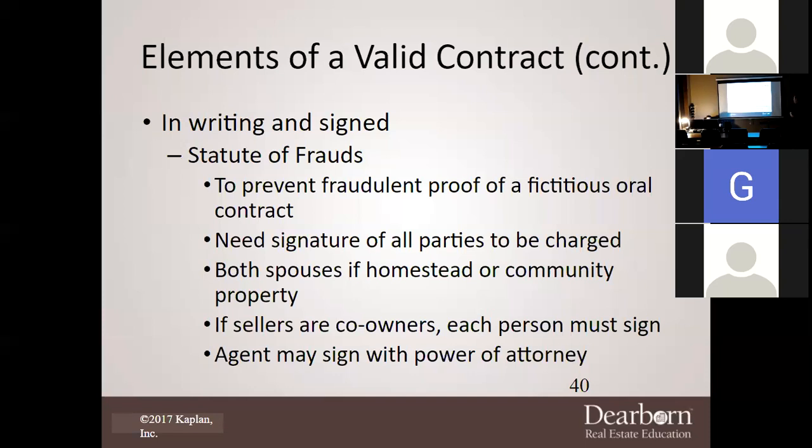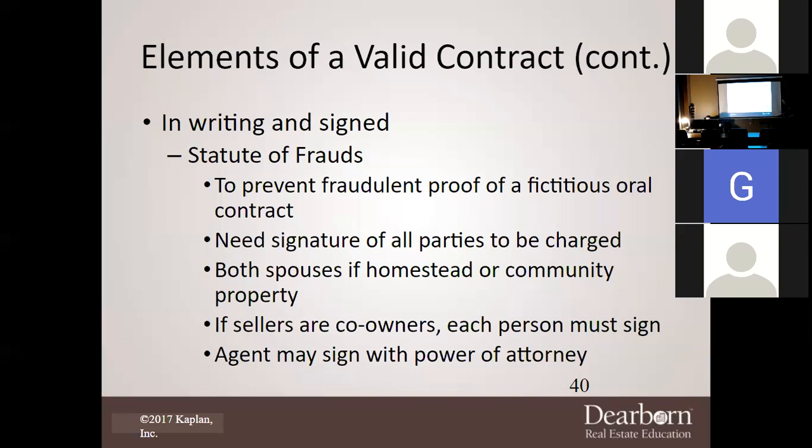What can I say? So in that situation, it's got to be in writing. Cannot be oral. Okay? Again, it needs signature of all parties that's going to be involved in it, and both spouses, if the homestead or community property. In Texas, if the property is held by a husband or a wife, most of the time you have to have both spouses present to sign off. Okay? Not all the time, but most of the time.